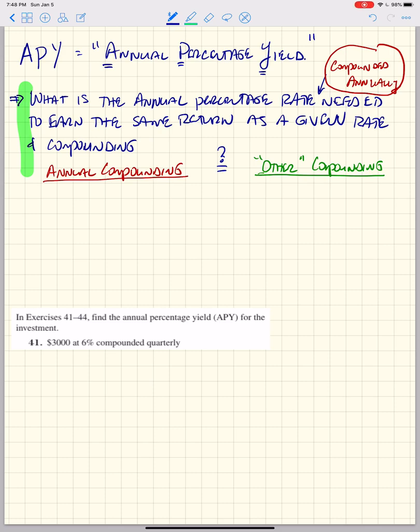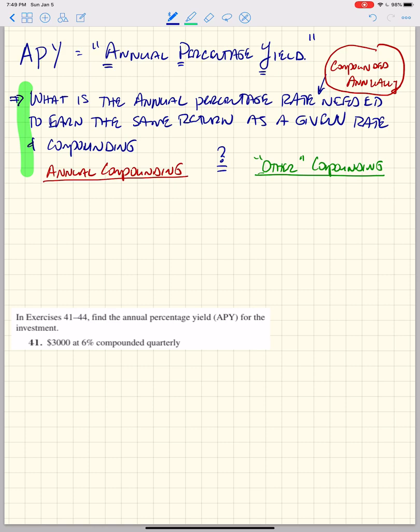Okay, I want to do a short video on annual percentage yield, or APY. APY is actually a rate. It's an annual rate of return, a rate that's compounded one time that can be assigned to any type of investment so that we can compare apples to apples when we look at two different investments.